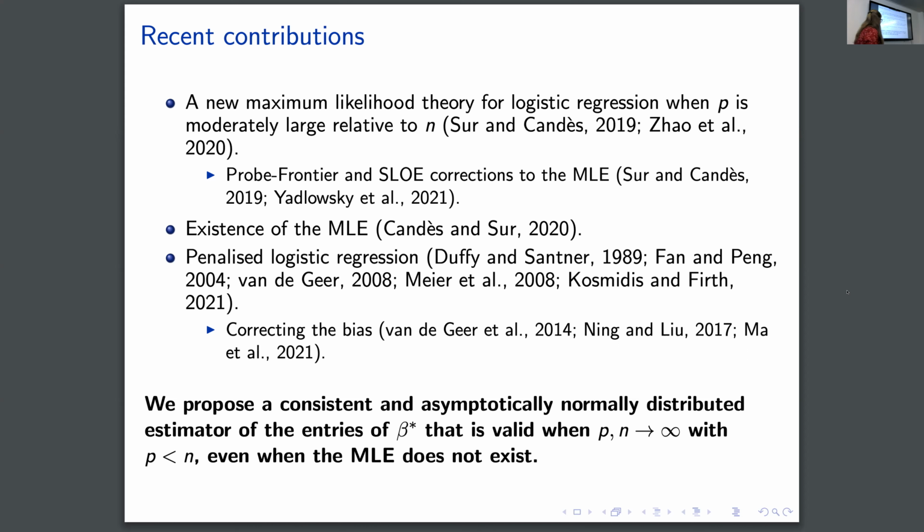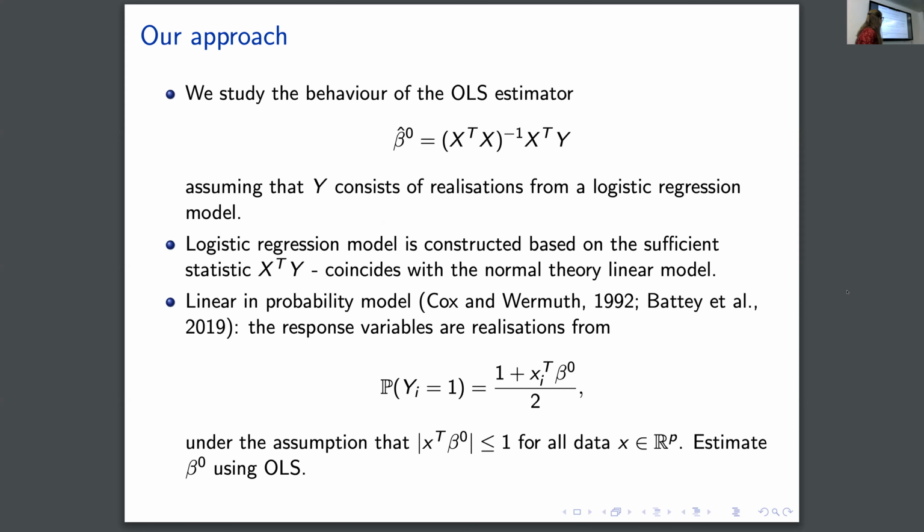So what we've done is we've developed a consistent and asymptotically normally distributed estimator of the entries of beta star. That was our unknown parameter. And the results are valid in the high dimensional setting, where P and N go to infinity, even when the MLE does not exist. And we make no restrictive assumption on this precision matrix. So we don't assume any sparsity on the precision matrix. So how do we do this?